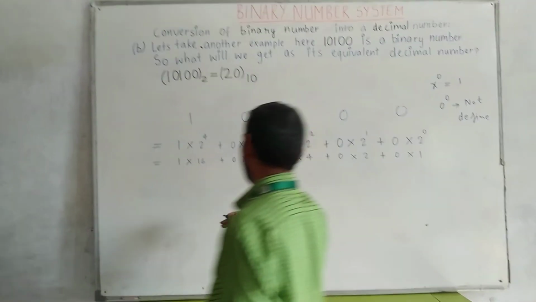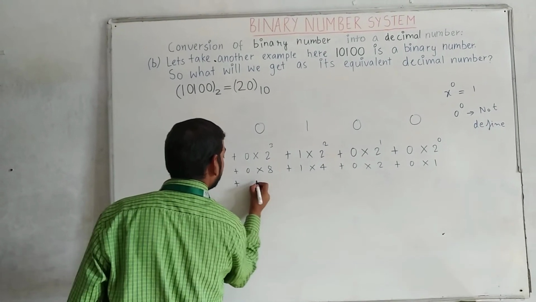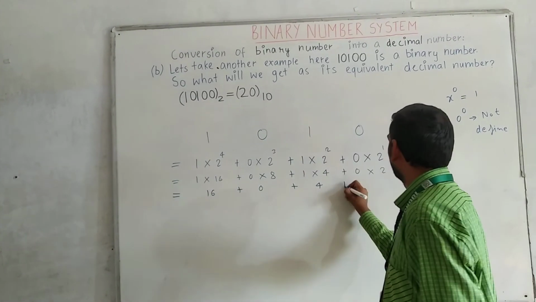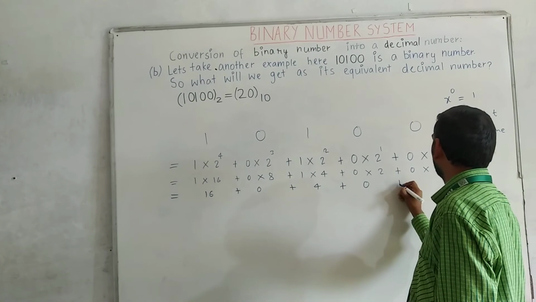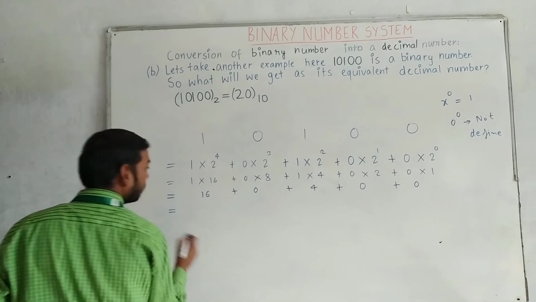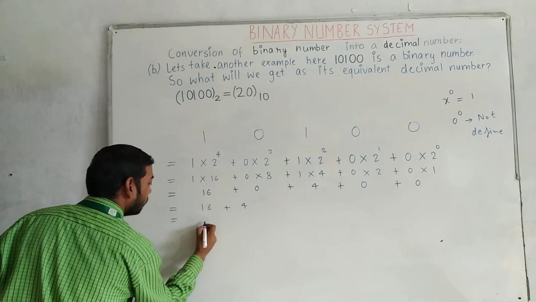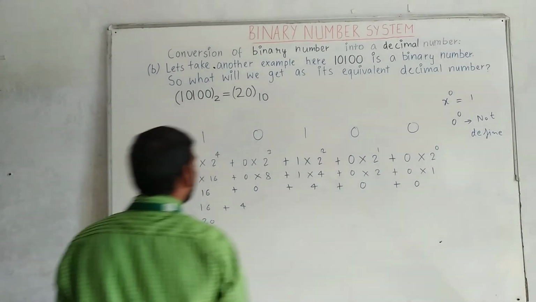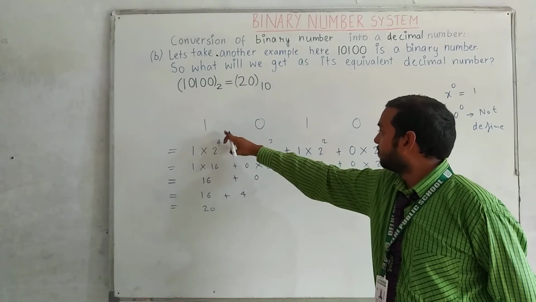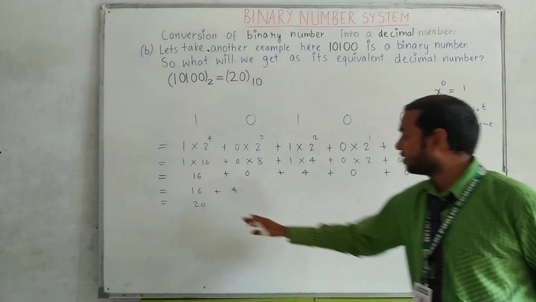So it will become 16 plus 0 plus 4 plus 0 plus 0. Then it will become 16 plus 4 equal to 20. So the binary number 10100, its equivalent decimal number will be 20.